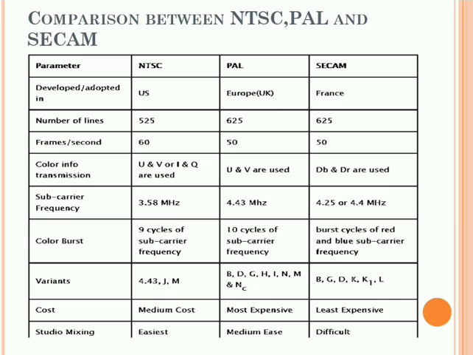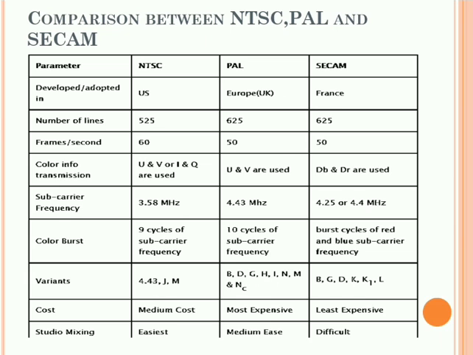There are different variants of each system. For the NTSC system, we have 4.43, J and M variants, while PAL and SECAM have a number of variants, that is B, D, G, H, I, N, M and NC for PAL, while B, G, D, K, K1 and L for the SECAM system. The cost for the NTSC system is medium. The PAL system is the most expensive system, while SECAM is the least expensive system.